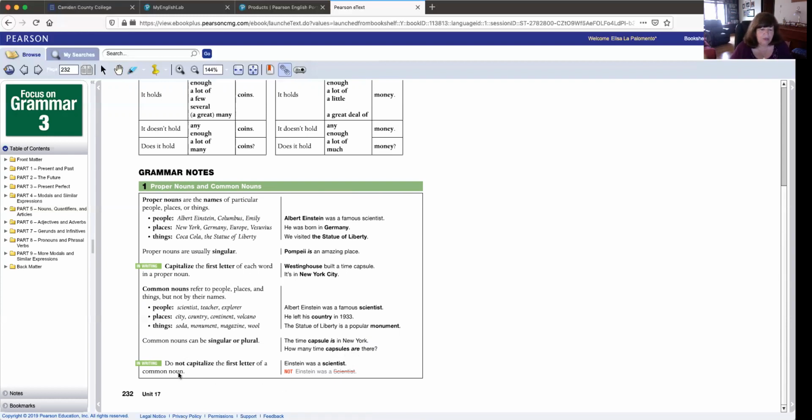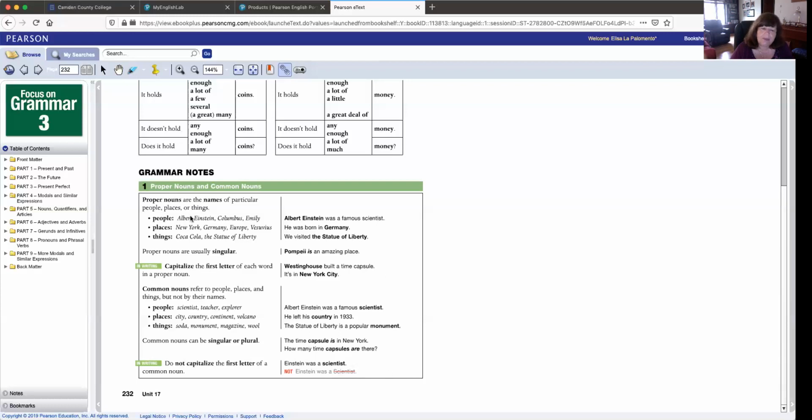It will also tell you do not capitalize the first letter of a common noun. Einstein was a scientist. You'll notice that this is not capitalized. However, if this happened to be the first word in a sentence, you would still capitalize it because it's the first word in the sentence. If this said scientists are very intelligent people, the word scientists would be capital. I'm saying scientists with an S at the end, okay? But if it's in the middle of the sentence, at the end of the sentence, any other place in the sentence, there's no capital letter.